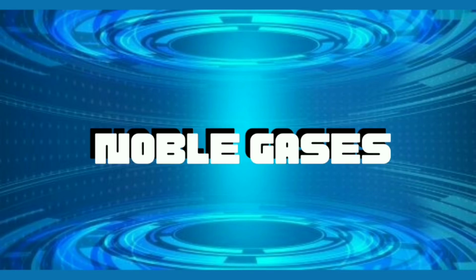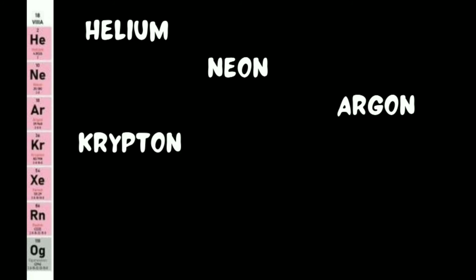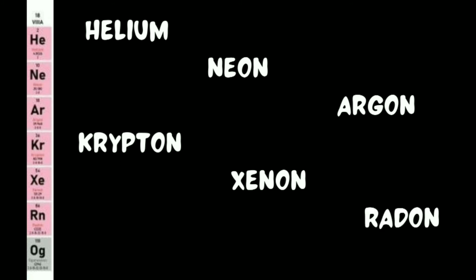Group 8A, also known as the noble gases. The elements under the noble gases are helium, neon, argon, krypton, xenon, radon, and the new radioactive element oganesson.